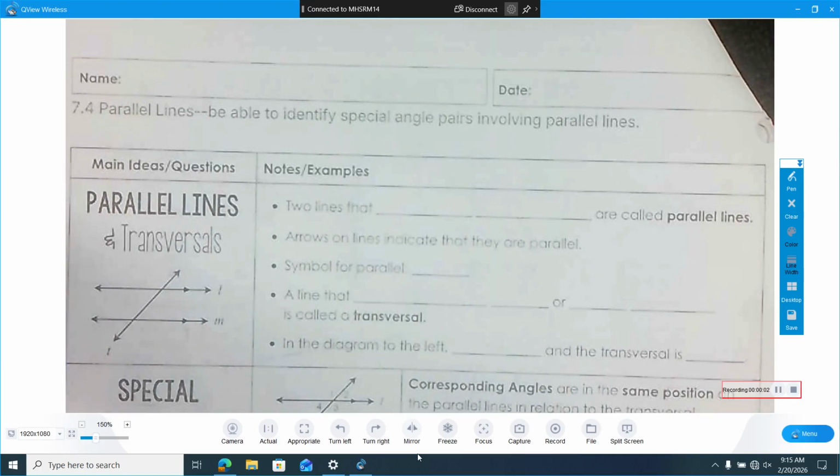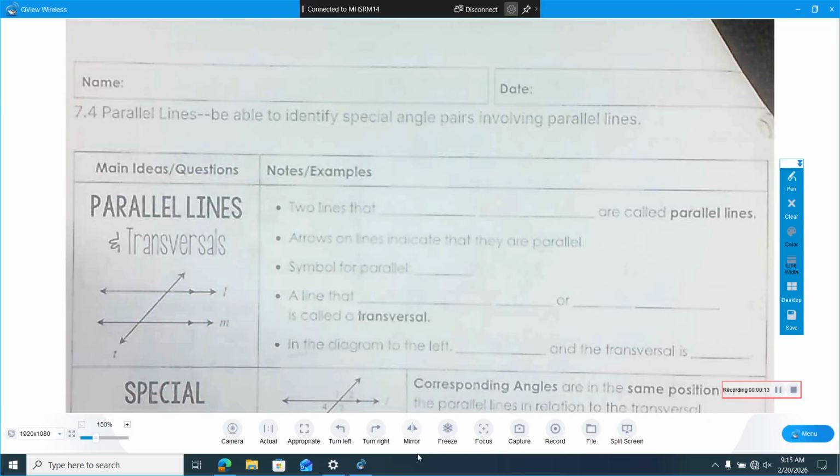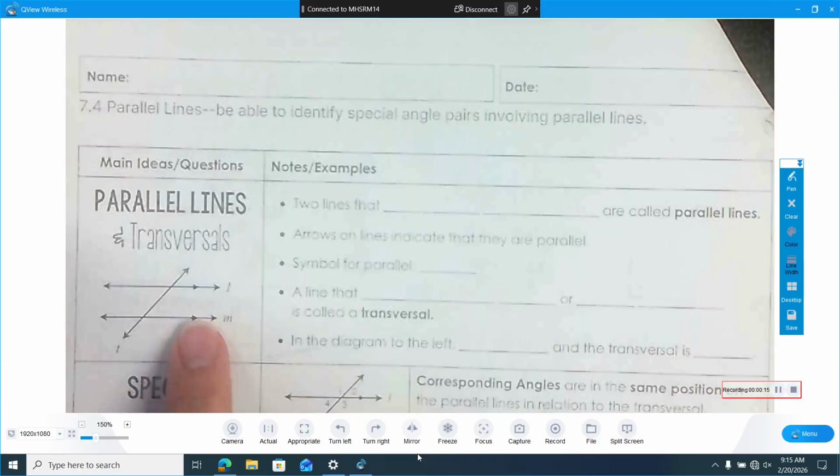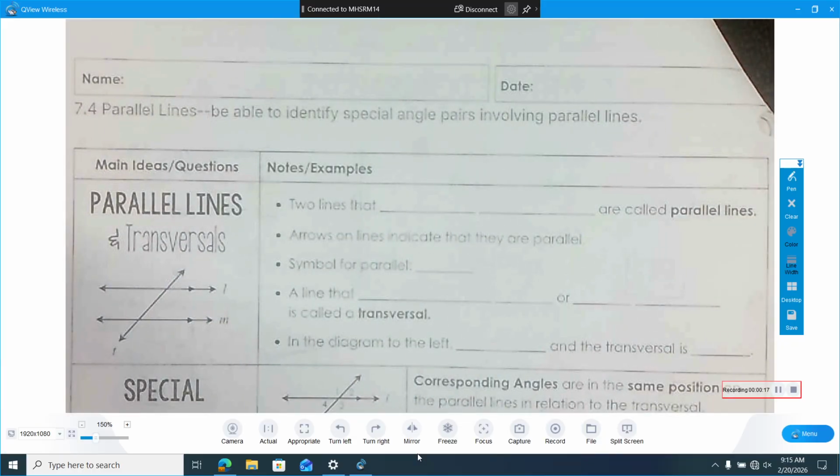We are looking at more vocabulary, ladies and gentlemen, today. Today we are talking about parallel lines and transversals. And when we have parallel lines, again, we get some special vocabulary, some special words, and we want to know what those words mean. But also when we have parallel lines, some very special things happen with angles. So this is kind of interesting. All right.